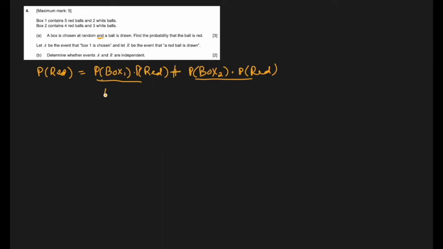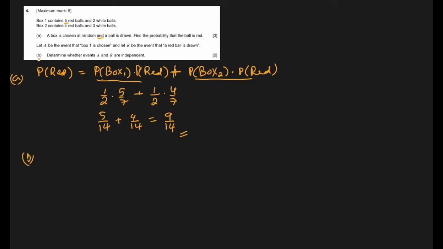So the probability of box 1 will be half, because there are 2 boxes only. The probability of red inside that box is 5 red balls out of a total of 7 balls. So 5 over 7. Plus again, box 2 probability is half, but the probability of a red ball in that will be 4 out of 7. So what do we get? 5 over 14 plus 4 over 14, which is 9 out of 14. That's the solution of part A.